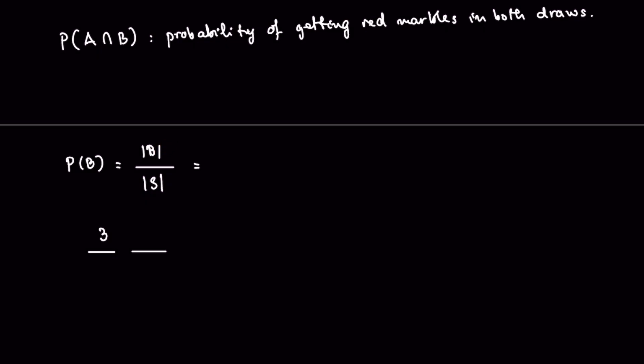That means you just want to know the desirable outcomes. That is, the first draw is the red marble. Because you already got 1 red marble, you're left with only 4 marbles in total. So the second draw is 4. This can be the red marble, this can be the black marble. And altogether, you have 3 times 4, which is equal to 12 desirable outcomes.